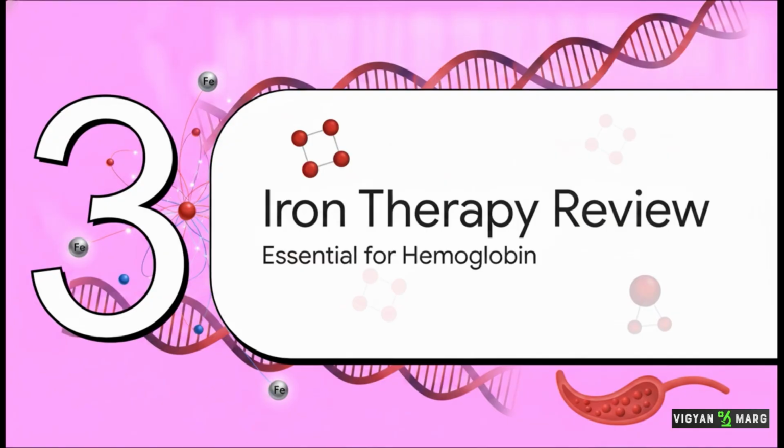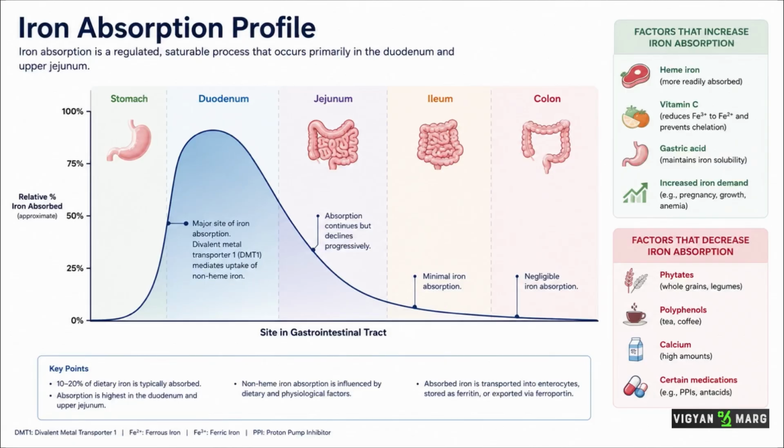Section 3, Iron Therapy Clinical Review. Time to build some blood. Okay, let's methodically run through these iron absorption interactions because they are board exam gold. We know iron is essential for hemoglobin, myoglobin, and cytochrome synthesis, right? And it's absorbed mostly in the duodenum. But here is the kicker. It must be reduced to the ferrous form, that's Fe2+, before your body can actually absorb it.